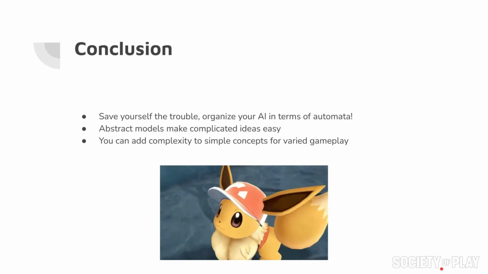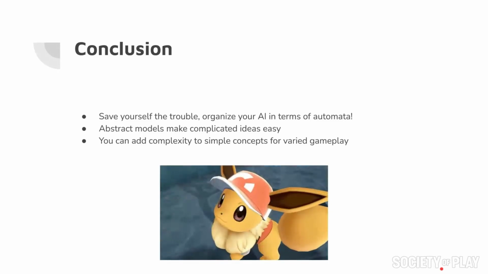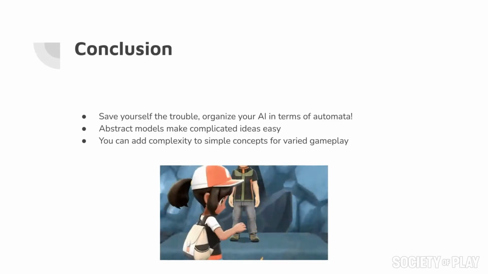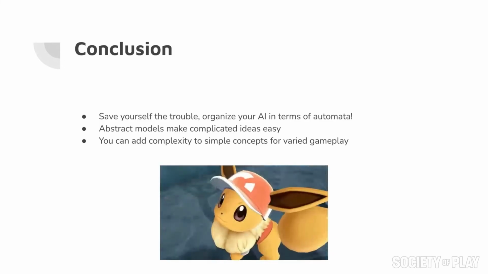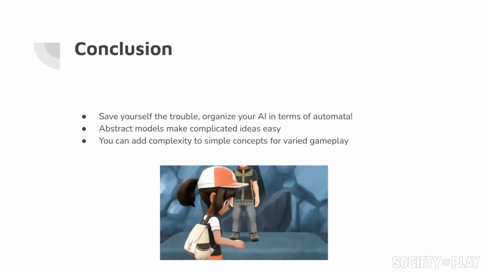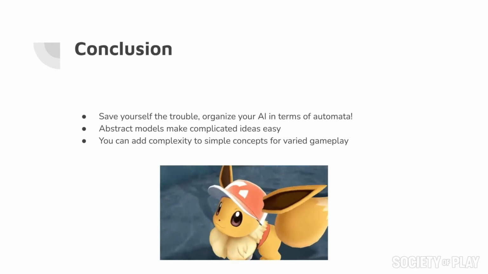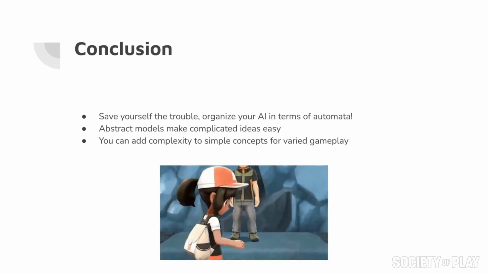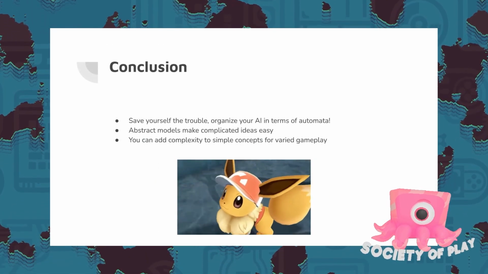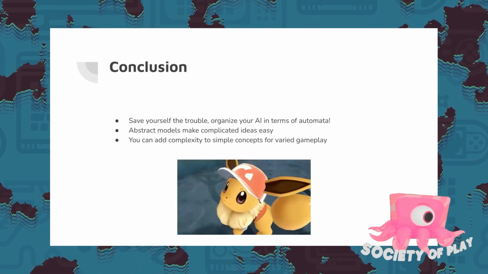And that is everything I wanted to talk about today. So the main idea, to summarize: automata are very easy to organize code. They're state driven. Save yourself the trouble. If you're making a complicated AI, you can add complexity very easily to an automata. You just need to make a good framework, and automata is a very good way of doing that.